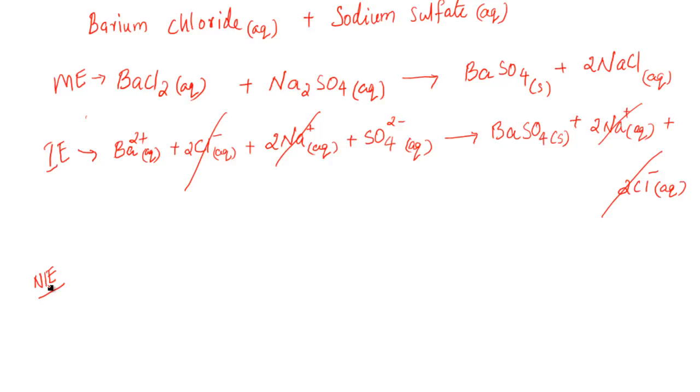How do we write net ionic equation? What is the difference between ionic and net ionic equation? Net ionic equation does not contain the spectator ions. So once you identify the spectator ions, all you need to do is write down whatever is left in the ionic equation. That will be your net ionic equation. So Ba2 plus is left in the ionic equation, right? So we use that, Ba2 plus aqueous, and I will not include 2 Cl minus and 2 Na plus because those were spectator ions. What else is left on the left side of the equation? SO4 2 minus. So anything left on the left side? No. What about the right side? You have BaSO4 solid. That is your net ionic equation.